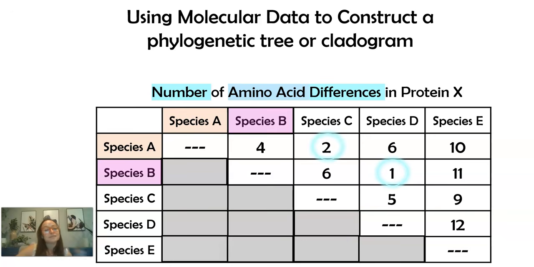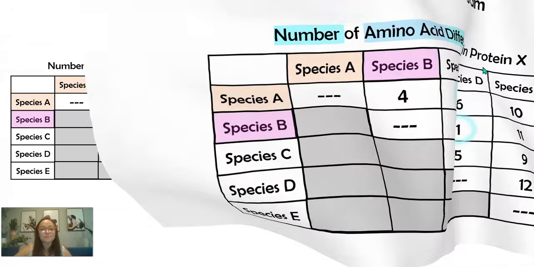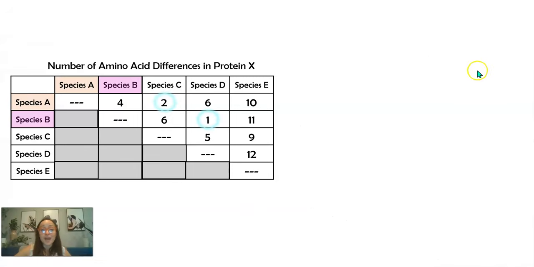Now, what do we do with this table though? How do we use this to draw our trees? So let's go ahead and check that out. Here I have the table, and what I like to do is start with the ones that are most closely related. I also look for my outgroup. Which one is the most different is also very important.